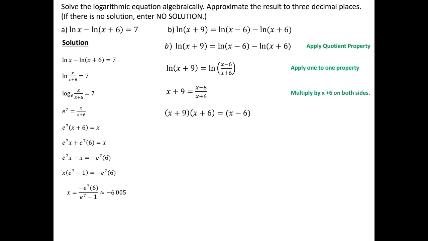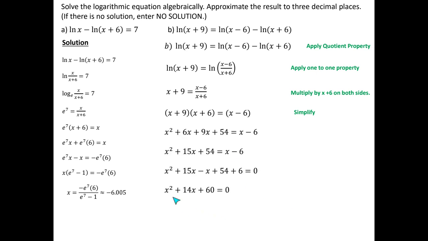So if we simplify, we get x squared. x times x is x squared. x times 6 is 6x. 9 times x is 9x. And 9 times 6 is 54, equal to x minus 6. Gather your like terms. So we have x squared plus 6x plus 9x is 15x plus 54. Notice it's quadratic, so I need to make sure everything is on the same side. So I'm going to subtract x, and I'm going to add 6. So we simplify. We get x squared plus 14x plus 60.